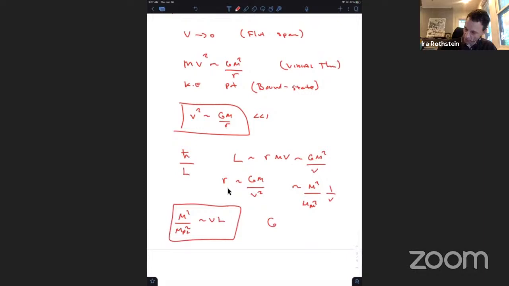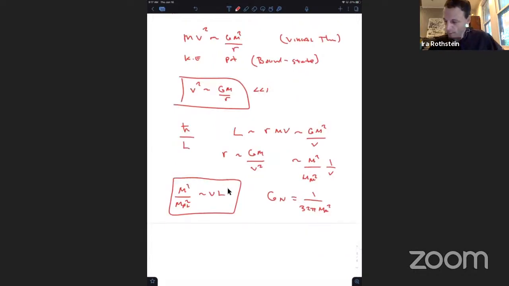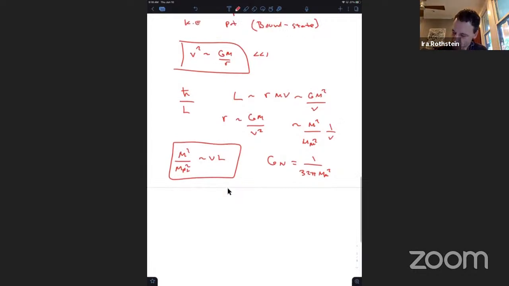So let me remind you that G Newton goes like 1 over 32 pi M Planck squared. Okay, so usually in GR, you'll never see M Planck because you need an h bar to go from M Planck to G Newton. But as particle physicists, we're usually trained to think about M Plancks and not G Newtons. Okay, so our two expansion parameters are going to be V and 1 over L. So we're going to do a double expansion.